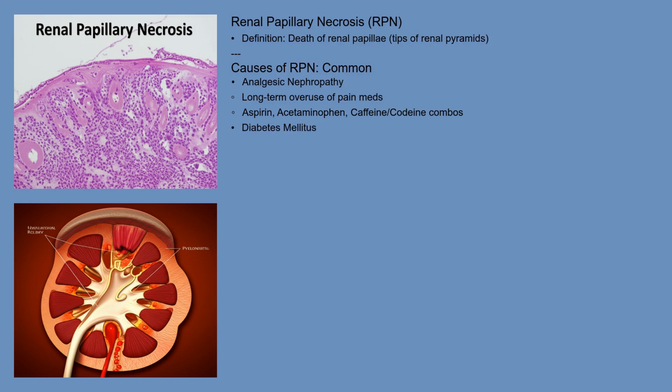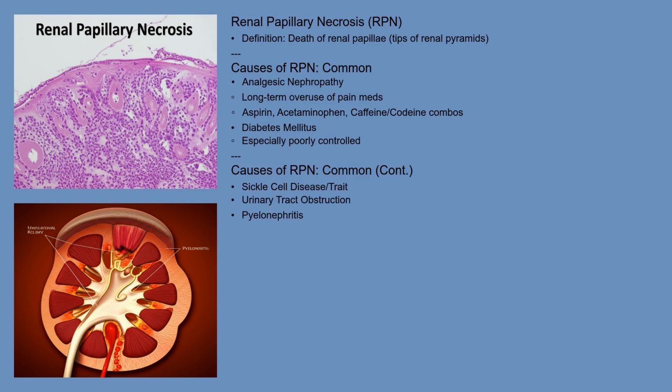Other major causes include diabetes mellitus, particularly when poorly controlled, sickle cell disease or trait, urinary tract obstruction, pyelonephritis, and renal transplant rejection. Less common causes involve chronic alcoholism and certain vasculitides.